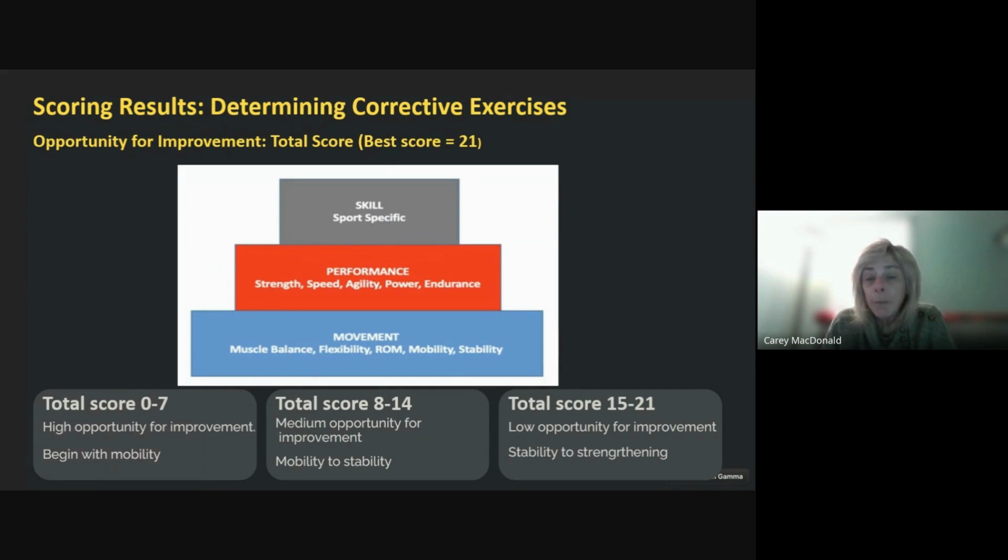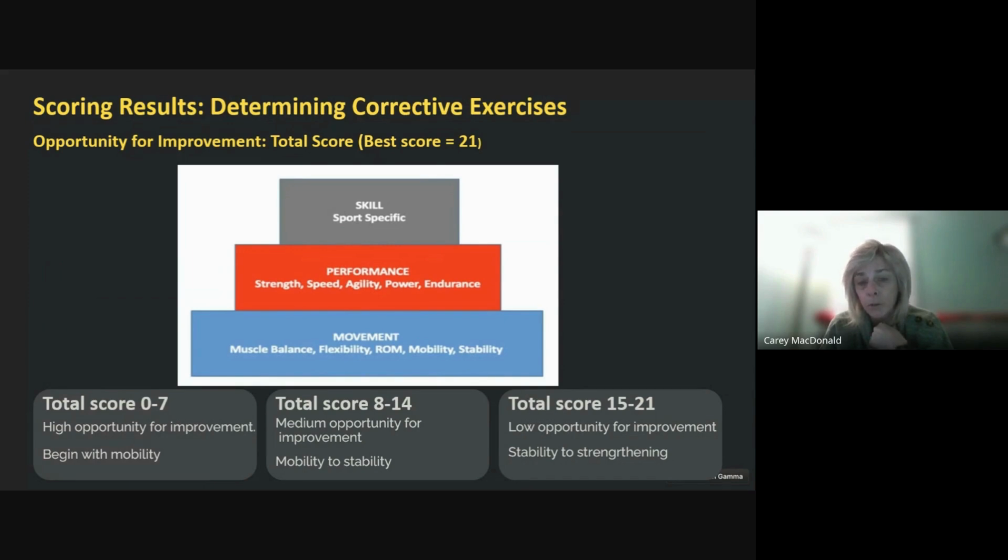And we would begin with that mobility, find out what areas they're not quite mobile in or their range of motion is limited, and start working with that. If the score was more in the middle, between an 8 and a 14, they still had a medium opportunity for improvement. Then we're going to improve on their mobility where it might be lacking, and also start into stability.